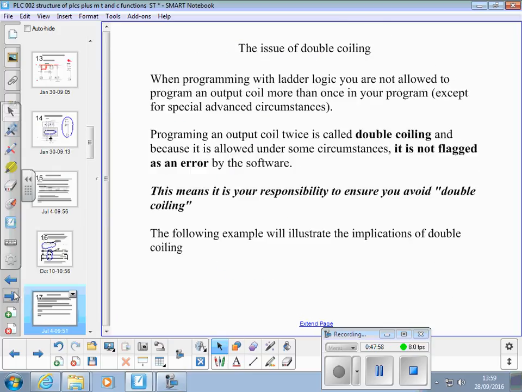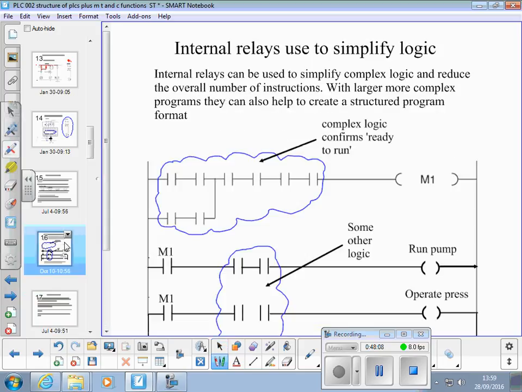The issue of double coiling. So we're talking about this part, the coil part of an element instruction. You can have M1 over here on the left hand side as many times as you like. But you can only have M1 or Y1 or T1 or C1 coil once in your program. Thou shalt not double coil.